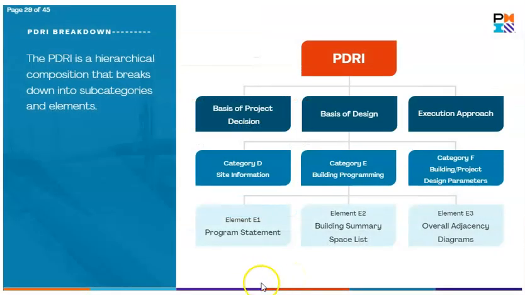The PDRI is a hierarchical composition that breaks down into subcategories and elements. The three main sections are basis of project decision, basis of design, and execution approach. Click on each of the three sections in the diagram to learn more.